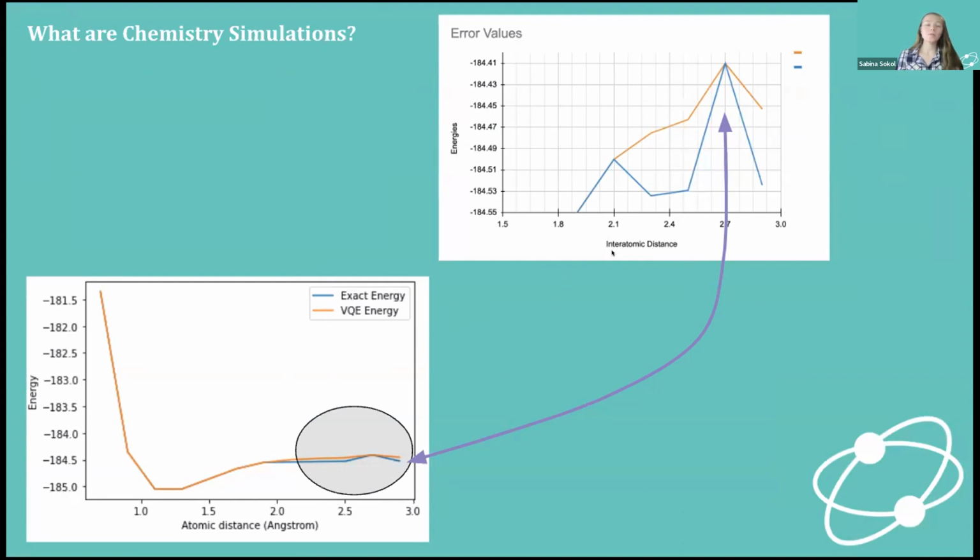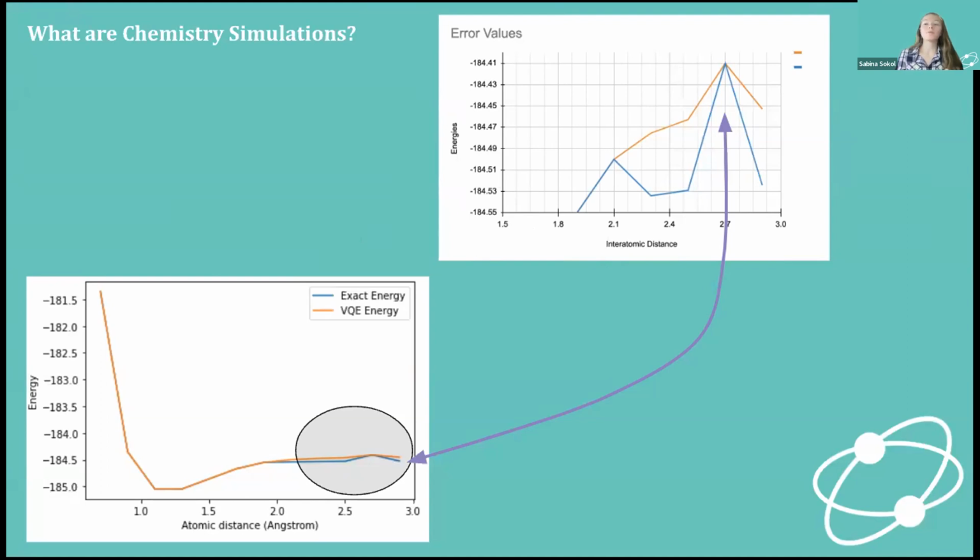And you can see that the two lines are still very close together, with differences in the hundredths place, which is what we want. That tells us that our VQE algorithm is doing well. And so the reason we're comparing the VQE to the exact is to evaluate how good our quantum computers are at their part in the VQE process.